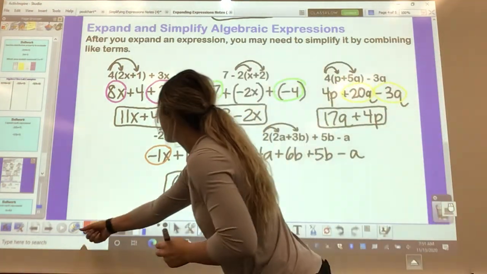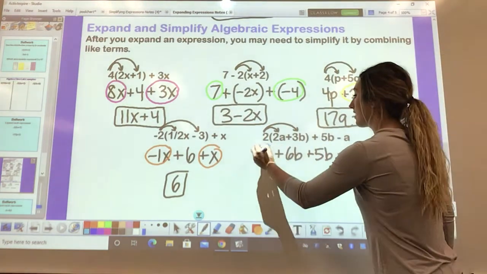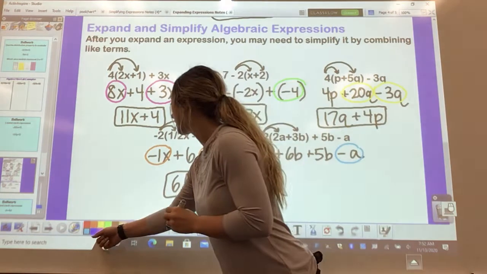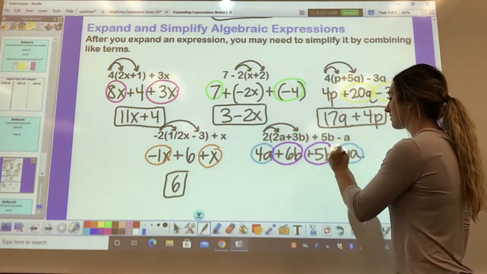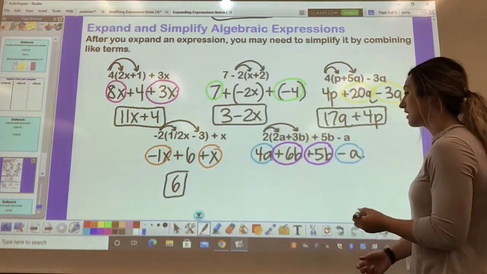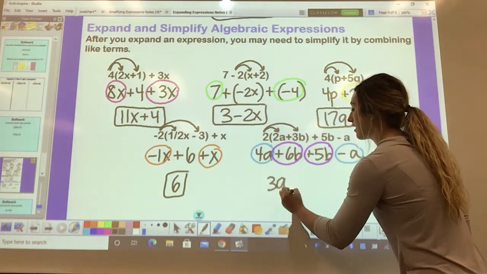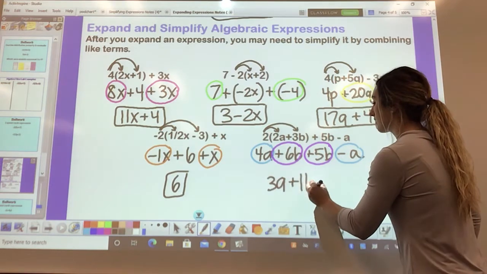And then from there, we have a couple of sets of like terms. We have 4a and negative a, along with 6b and 5b. And when we combine those, 4a and negative a would be 3a, 6b and 5b would be 11b.